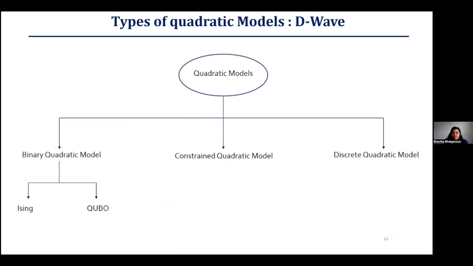The main type of problem D-Wave allows a user to solve is quadratic models. You can see the three main types of quadratic models available on D-Wave. You can formulate a problem either as a binary quadratic model, which they call BQM, a constrained quadratic model, which is CQM, or a discrete quadratic model, which is DQM. The project I'm going to explain is based on the binary quadratic model, which has two further types. You can formulate the problem as either an Ising problem or a QUBO problem. We will also see both in the coming slides.